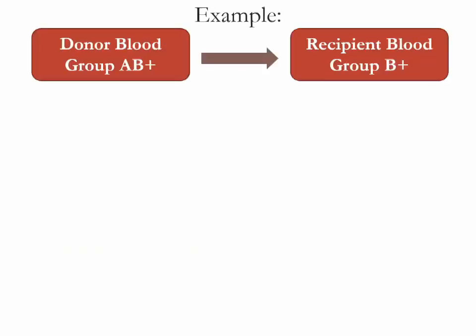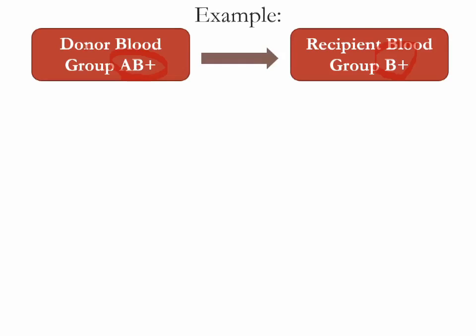So let's take an example. If we said that there is someone who is going to donate blood to another person, and the donor blood is of blood group A positive, and the recipient blood is going to be B positive, would that be compatible or not? And this is an exam question. I can give you any two different blood types and ask you whether they are compatible or not compatible.